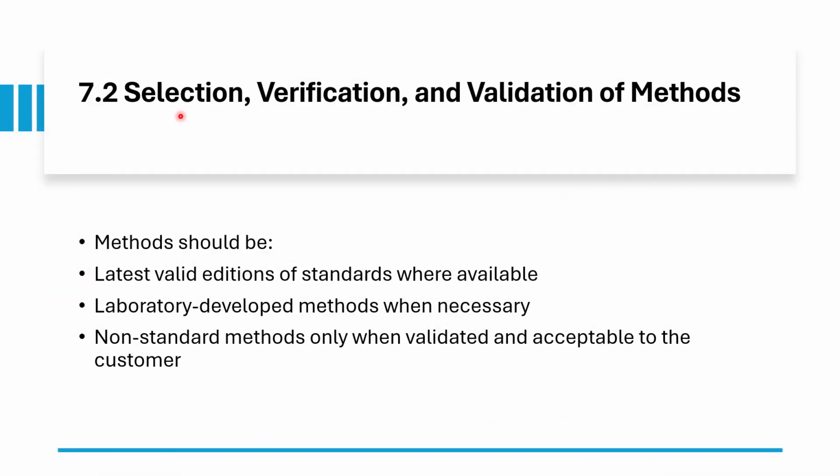Clause 7.2, that is selection, verification and validation of methods. The laboratory must use appropriate methods and procedures for all laboratory activities. Methods should be the latest, valid edition of standards where available. It should be laboratory developed methods when necessary, and non-standard methods only when validated and acceptable to the customer.